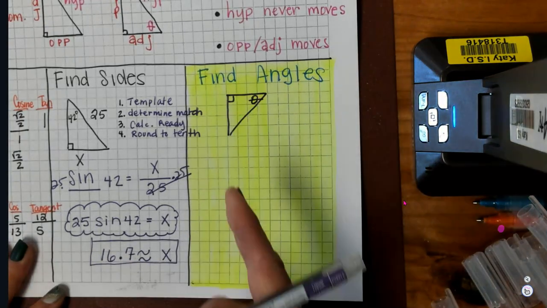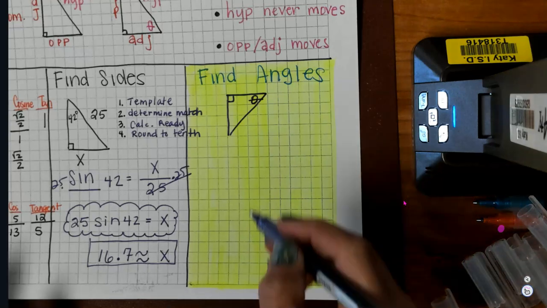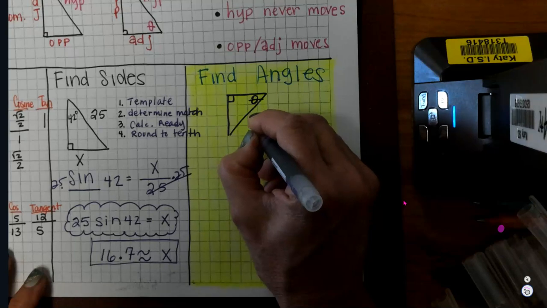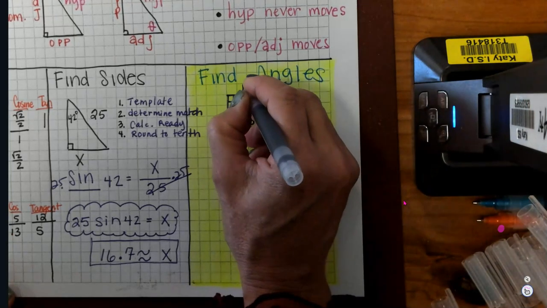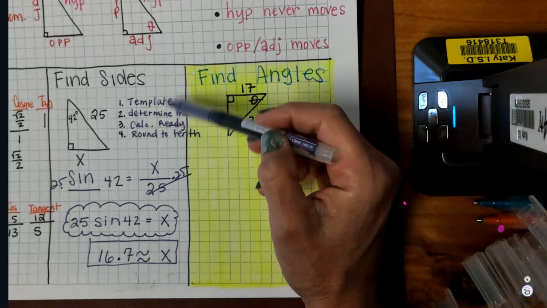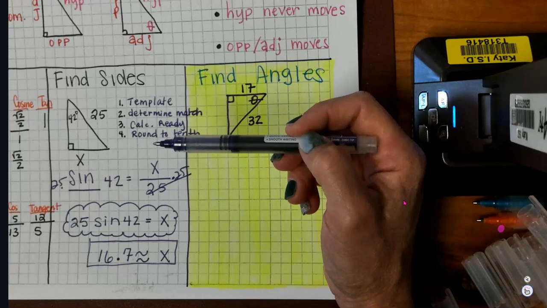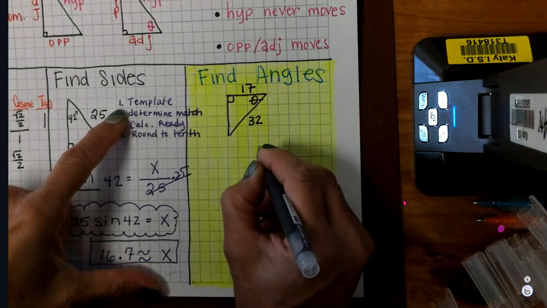So look, theta's coming back. I do know the hypotenuse. The hypotenuse is 32. And I do know the top leg of the triangle. The top leg of the triangle is 17. And we need to find theta. And guys, steps 1, 2, 3, 4, it's still the same. So step 1, draw the template. Okay, it's always a blank.